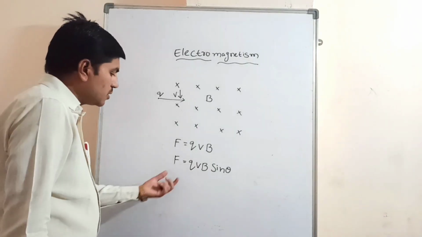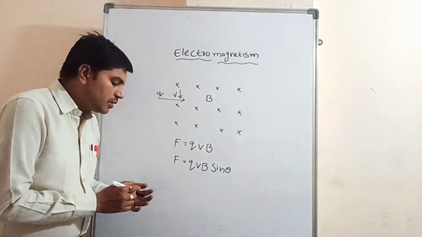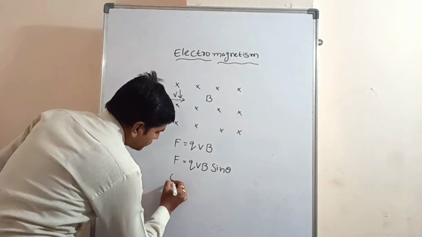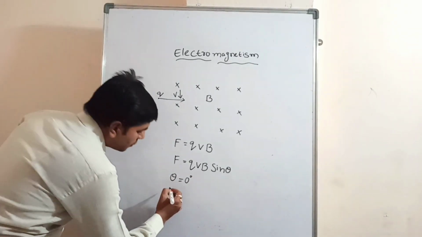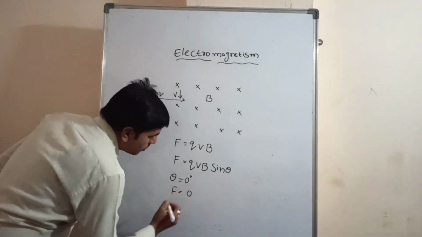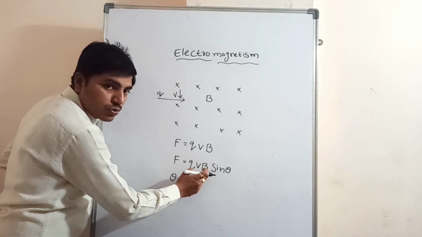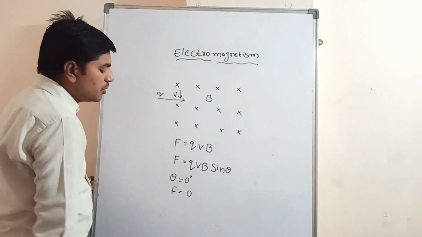QBB sin theta. So F is equal to QBB sin theta. If the theta value is 0 degrees, then automatically what will happen? The force will be 0, because sin 0 is 0, and 0 multiplied with QBB makes the whole F value 0.